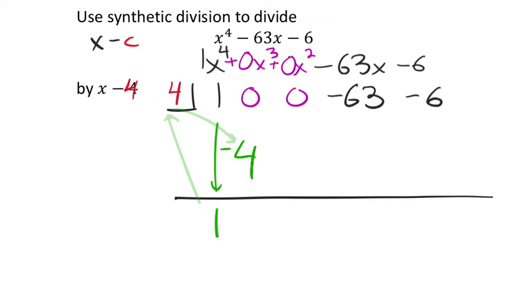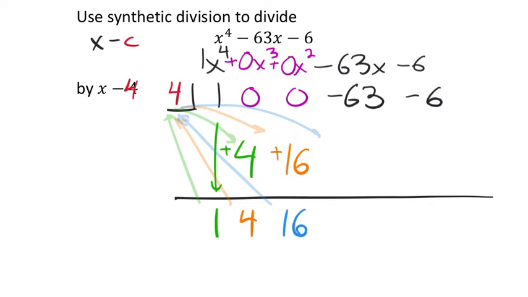Now that's positive 4, right? So that would read 0 plus 4, which is 4. Now I've got 4 times 4, which is 16. That'll go in the next space, and it's positive 16. So now I've got 0 plus 16, which is 16. Then I'll do 16 times 4, which is 64, positive. And I've got negative 63 plus 64, which is 1.